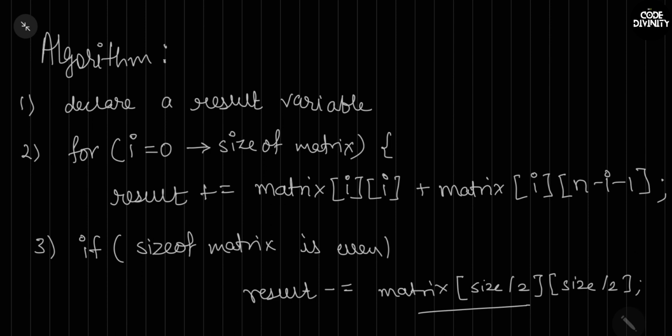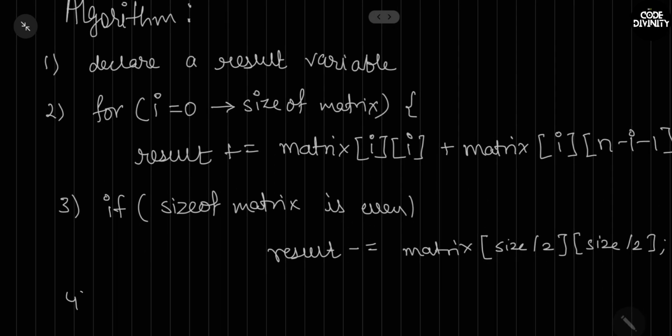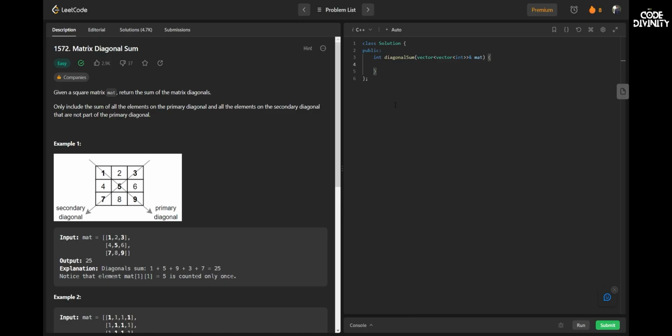This will give us the center element which has been added twice to our result variable, and we are subtracting it. Finally, the fourth step is to return our result variable, and hence we have completed our problem. Now let's code it. This is the problem on LeetCode, problem number 1572, matrix diagonal sum.